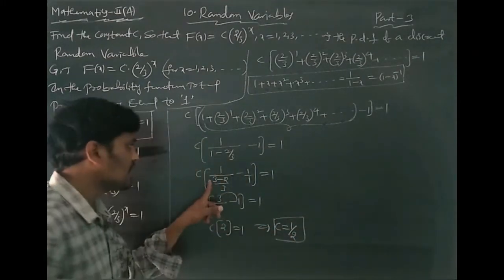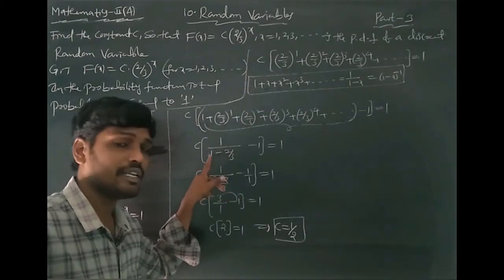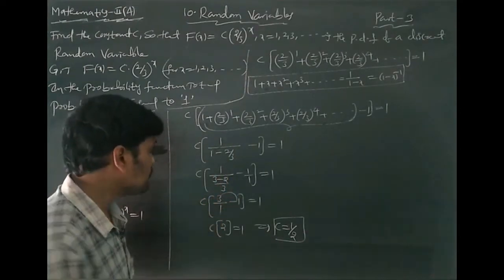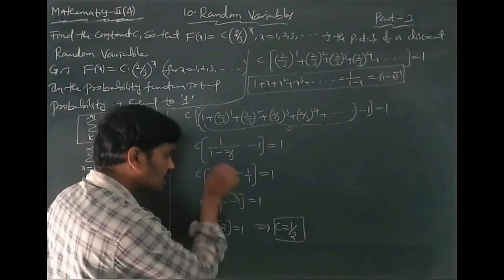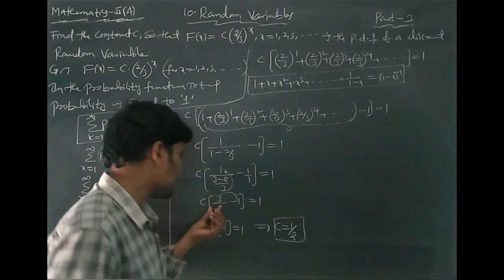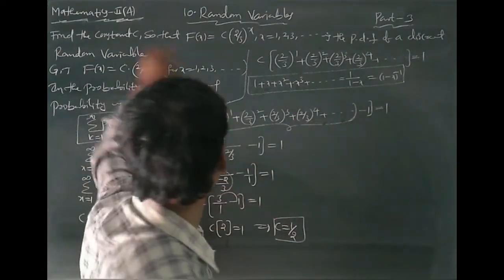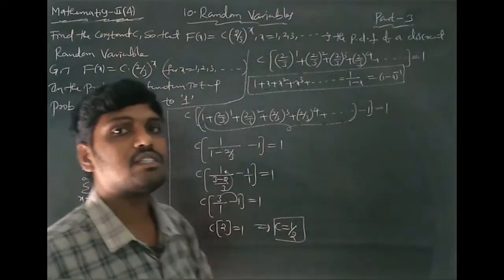Understood or not? Here 1 minus 2 by 3 is there. 3 ones are 3, 3 minus 2 is 1 by 3. That 1 by 3, you can write this 3 goes to the numerator: 1 by 1 by 3 is how much? 3. 3 minus 1 you get 2. 2c equal to 1, then c is equal to 1 by 2. Then what is the value of c here? c value is 1 by 2.